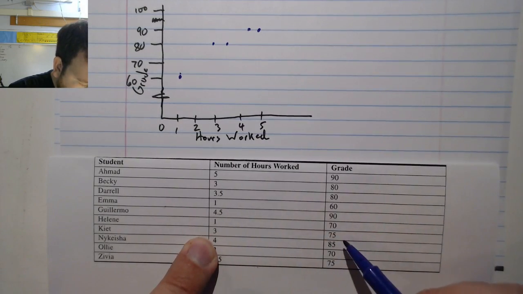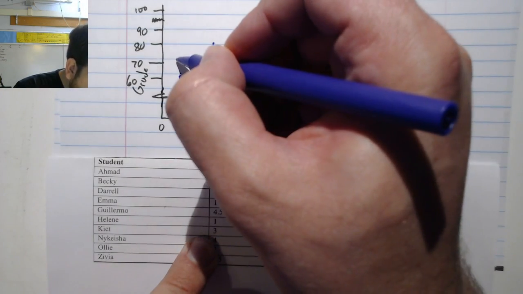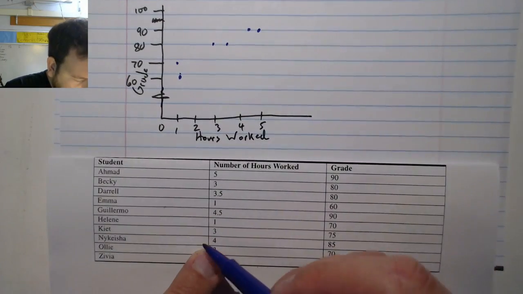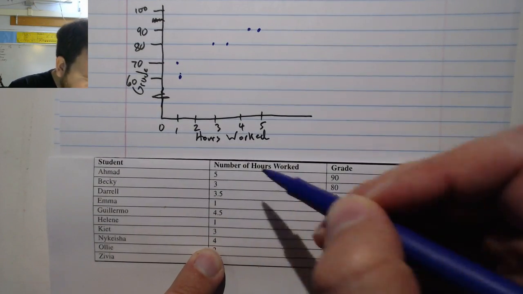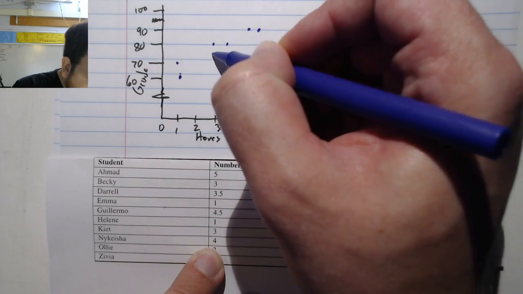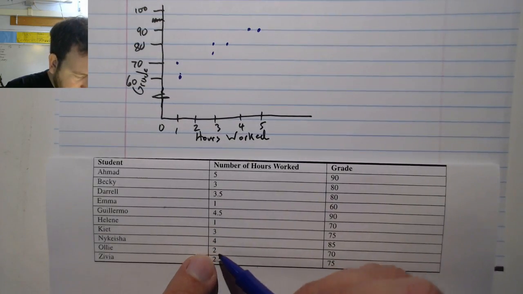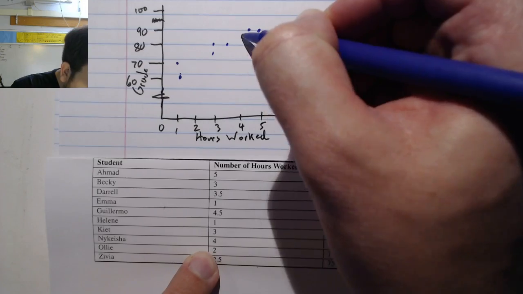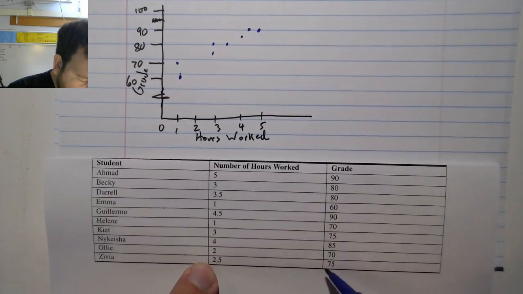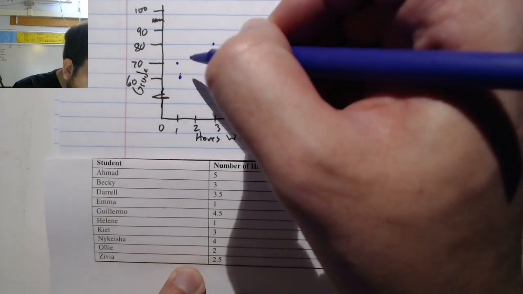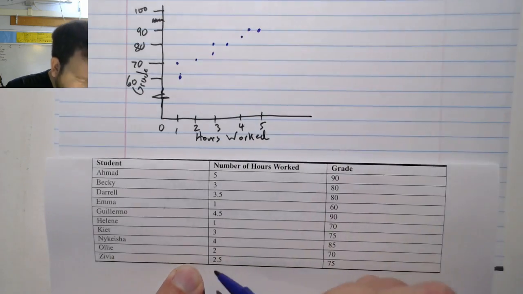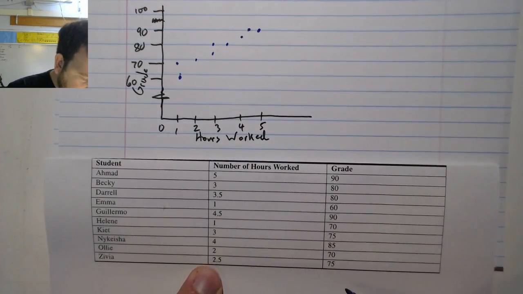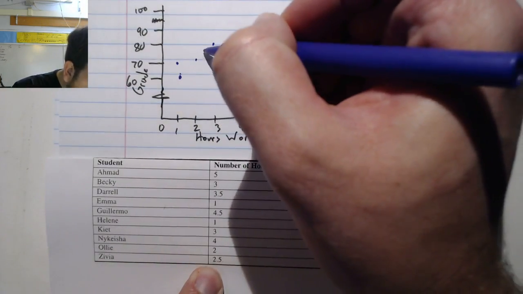Helen worked 1 hour, got a 70. Kiet, 3 hours, got a 75. Nishka, 4 hours, got an 85. Ali, 2 hours, got a 70. And Zivia, 2.5 hours, got a 75.